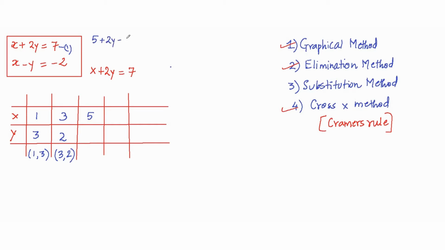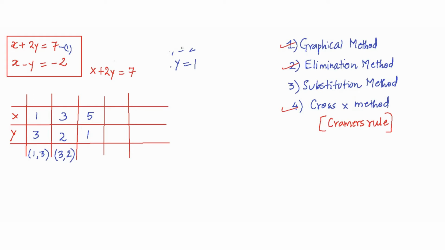5 plus 2y is therefore equal to 7, which means 2y is equal to 7 minus 5, and therefore 2y is equal to 2, which means y is equal to 1. Now let us decrease x by 2, because 2 is the coefficient of y. I am going to change the value of x by 2. So instead of taking x as 7, what I am going to do is decrease x by 2.